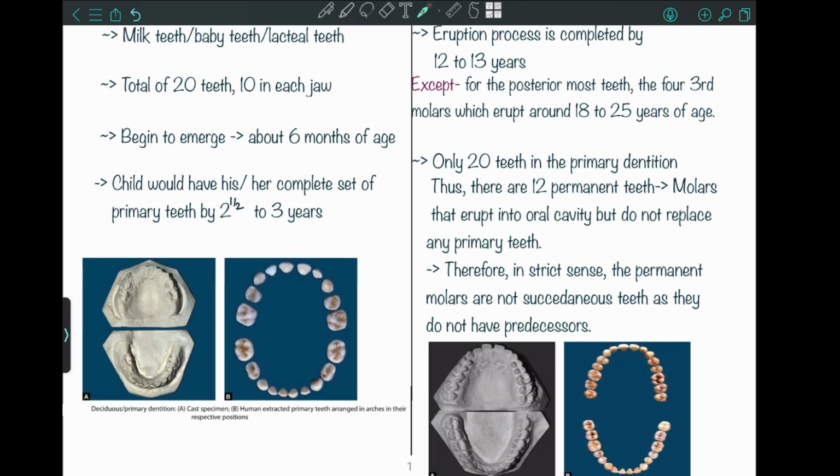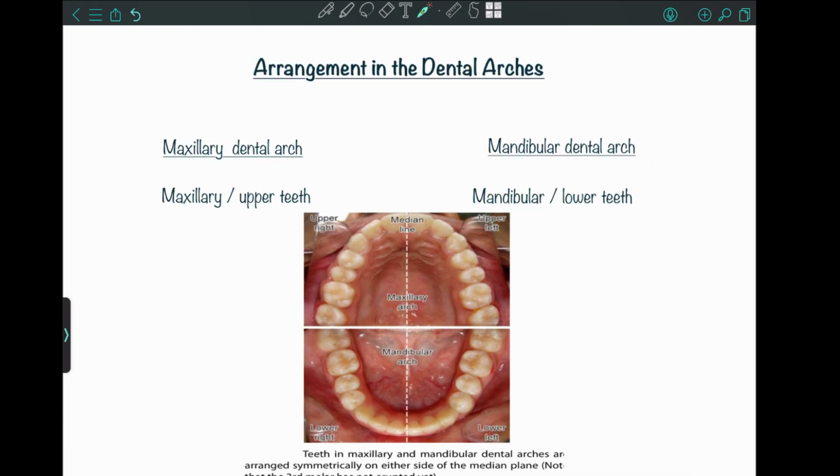Point to be noted here is that there are 32 permanent teeth but only 20 teeth in the primary dentition. Thus, there are 12 permanent teeth, the molars, that erupt into the oral cavity but do not replace any primary teeth. Therefore, in the strict sense, the permanent molars are not succedaneous teeth as they do not have predecessors. Next is arrangement in dental arches.